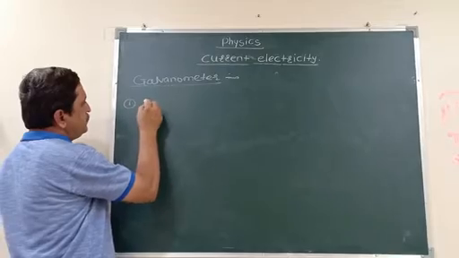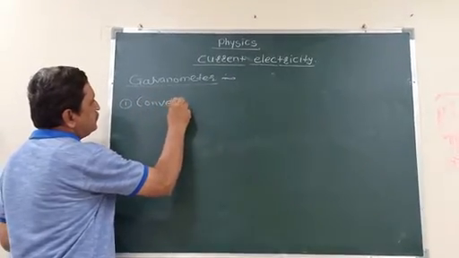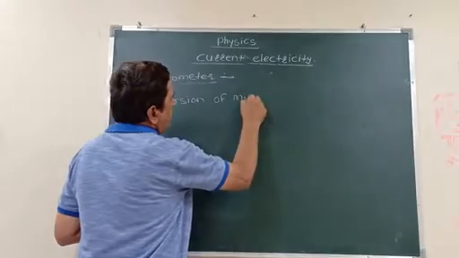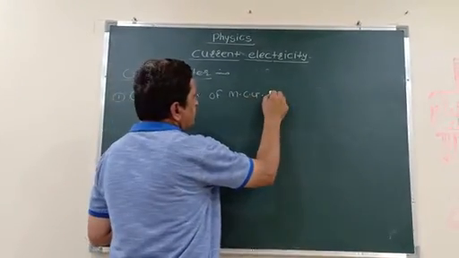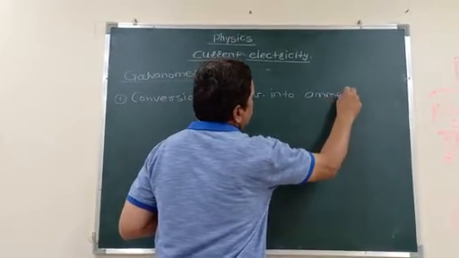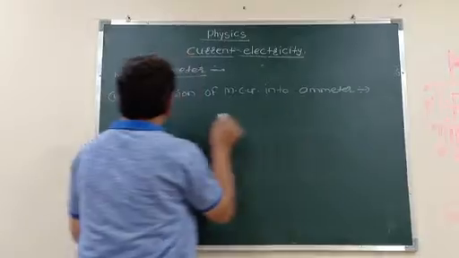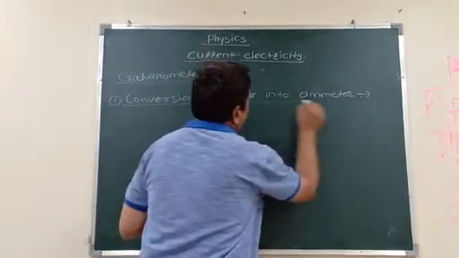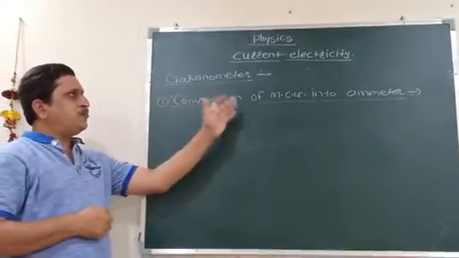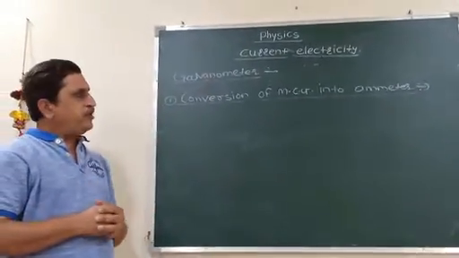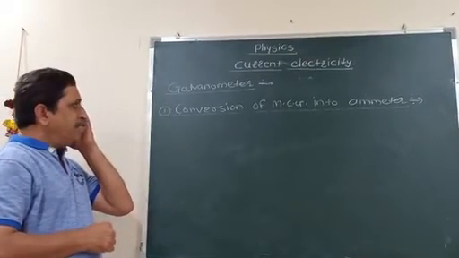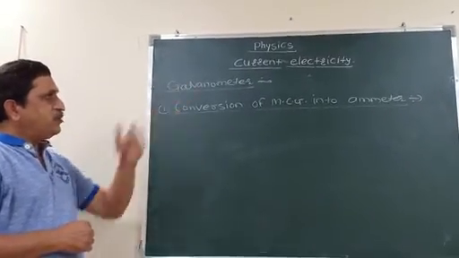Number one, conversion of moving coil galvanometer or galvanometer into ammeter. First of all, it is necessary to know why it is necessary to convert a galvanometer into an ammeter. We know that an ammeter is useful for the measurement of electric current. Now why is it necessary to convert it into an ammeter?